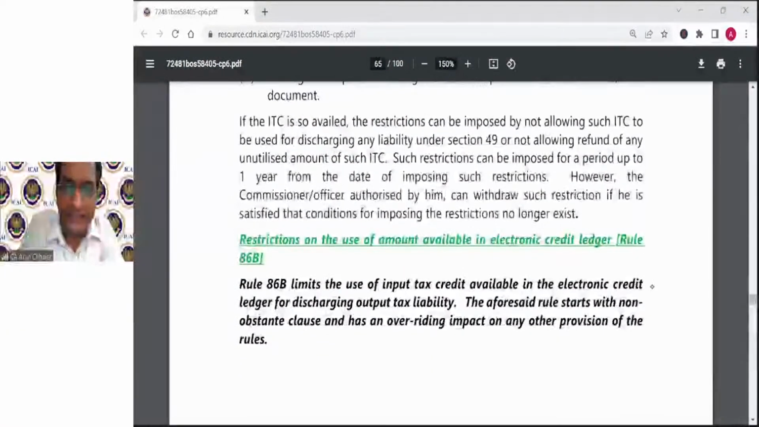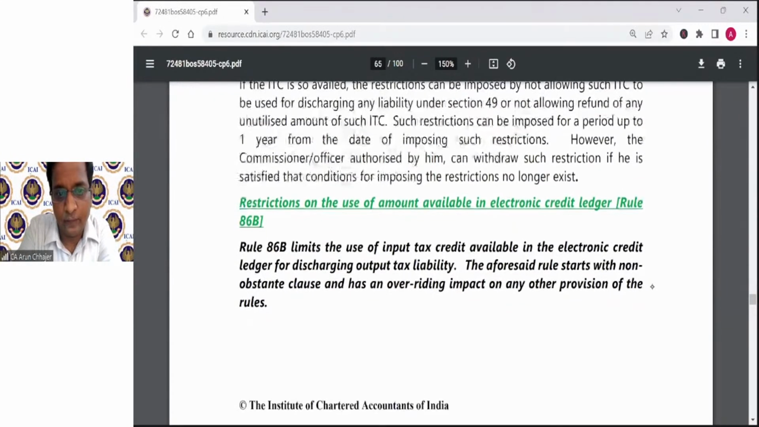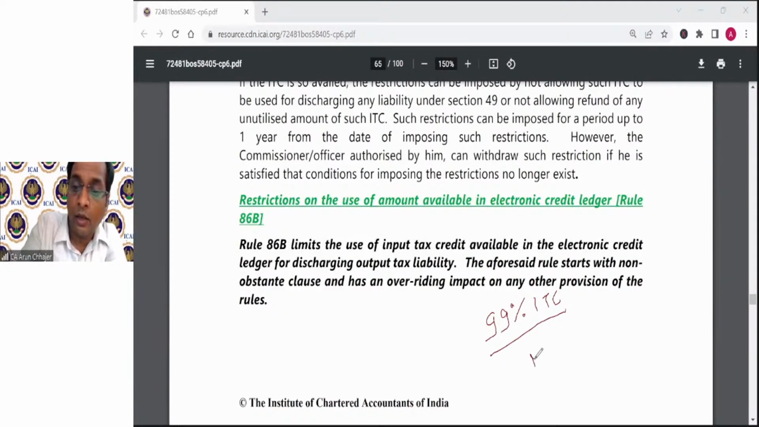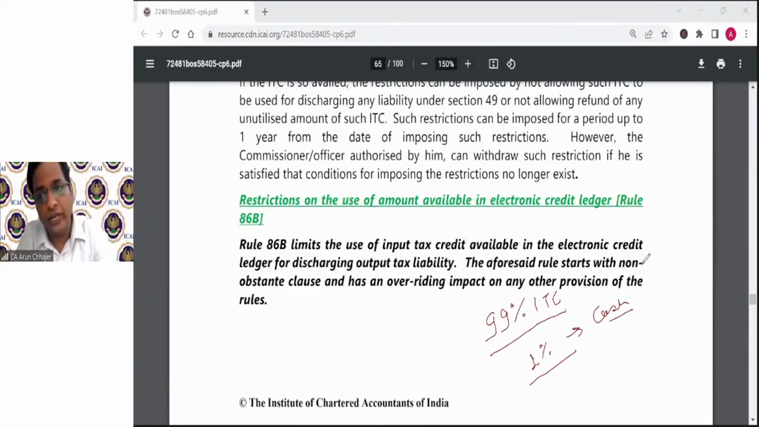अब हम एक बार 86B की बात करते हैं, जो ईशांत आपका एक लास्ट क्वेश्चन था. 86B, what is the 86B? I have clarified that if you are covered by the 86B, then you can use 99% ITC for discharging the tax liability. 1% liability has to be paid in cash. 1% आपको कैश में पे करना ही होगा.